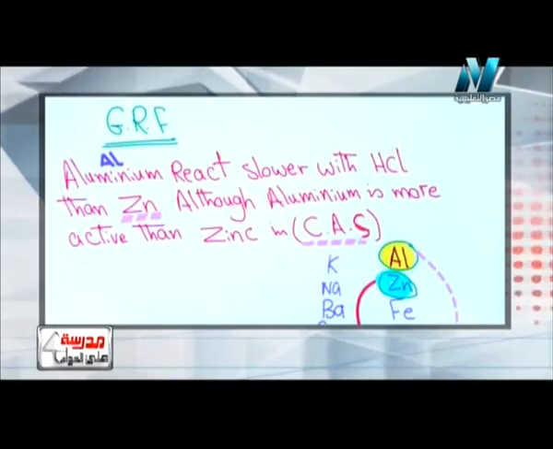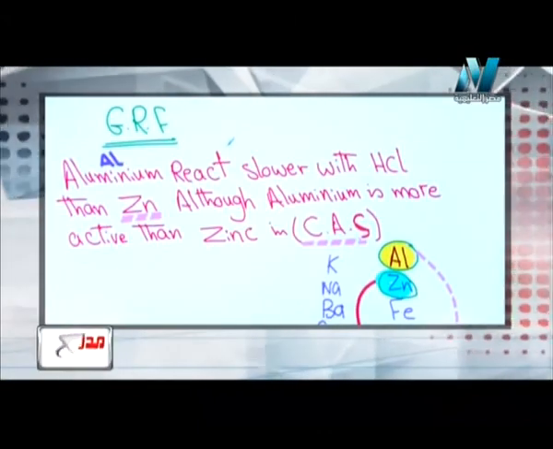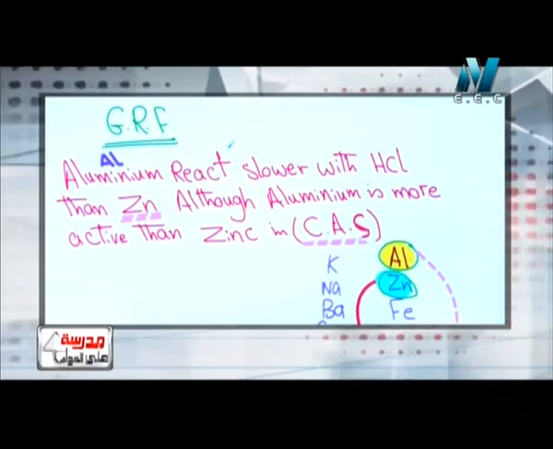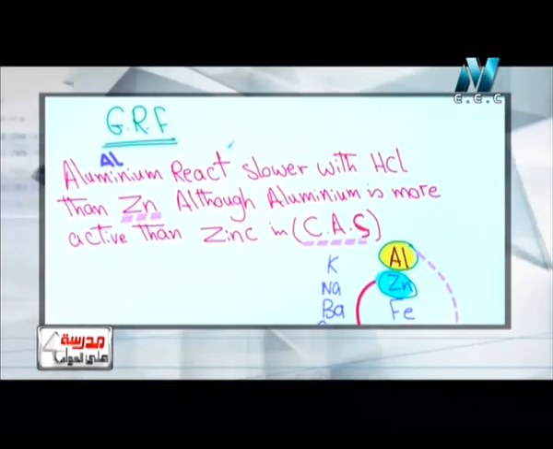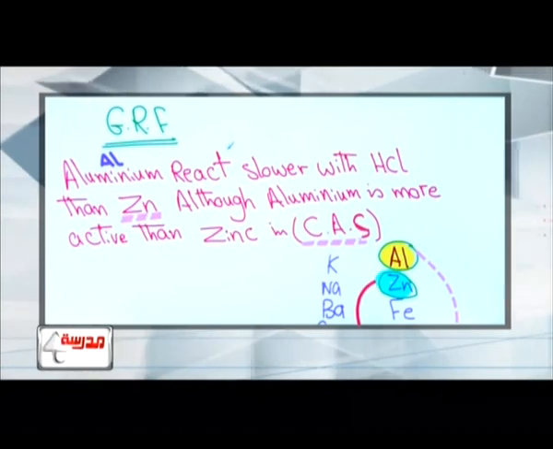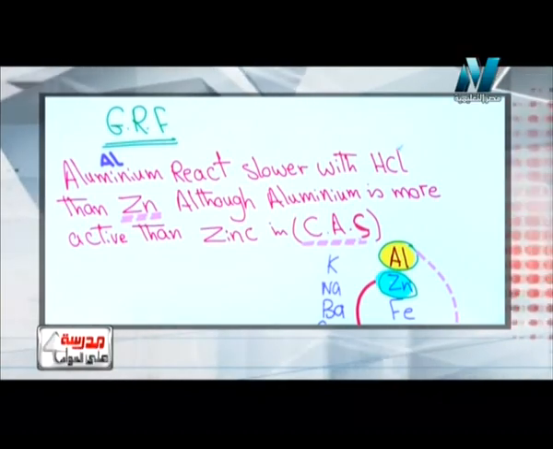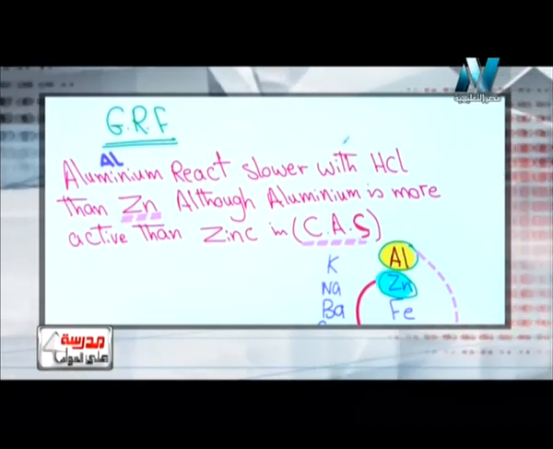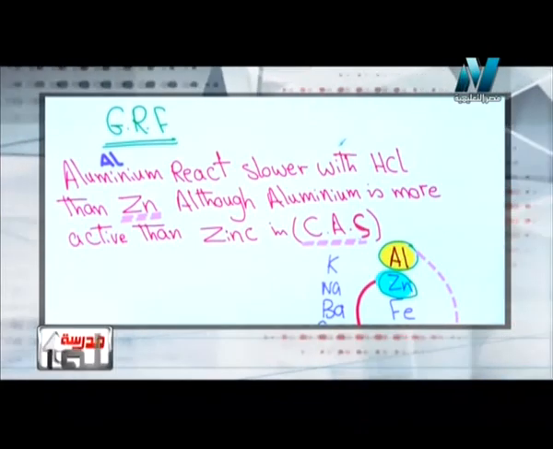As we saw here, we have the homework, I hope we can solve it. In the next episode we will answer this question together: Aluminium reacts slower with hydrochloric acid than zinc, although aluminium is more active than zinc in the chemical activity series.